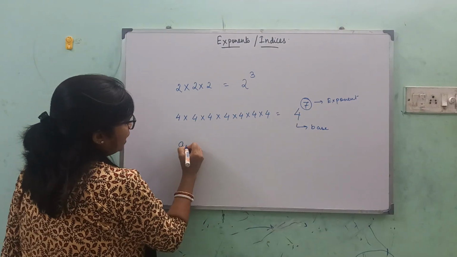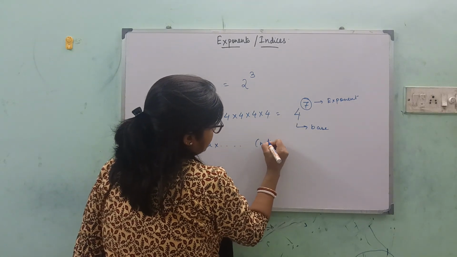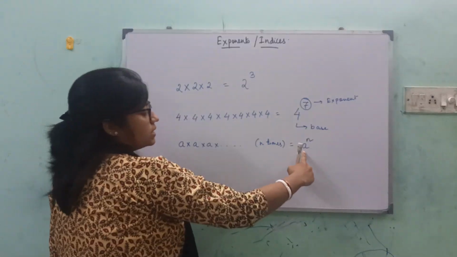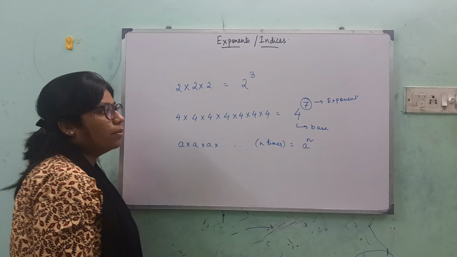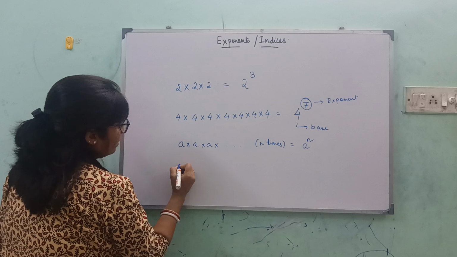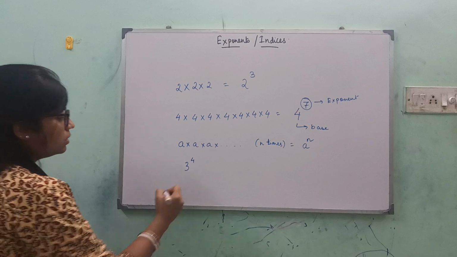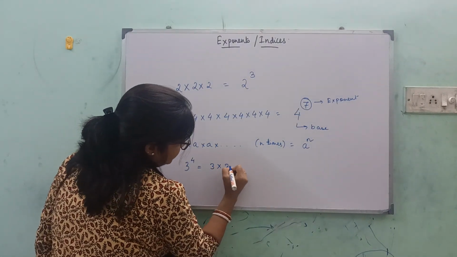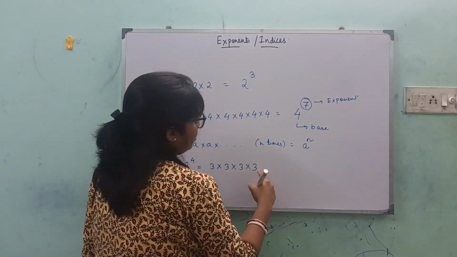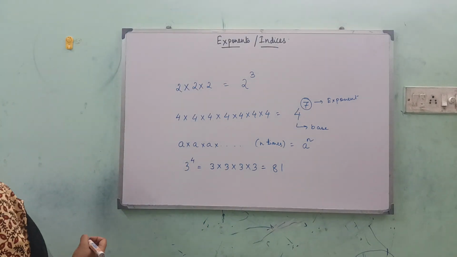So in general, if a is any number that is multiplied to itself, say n times, we will write it as a to the power n, where a is the base and n is the exponent. Alright. Suppose I say evaluate 3 to the power 4. What does it mean? It means 3 is multiplied 4 times. So 3 3s are 9, 9 3s are 27, 27 into 3 is 81. So the value of 3 to the power 4 is 81.